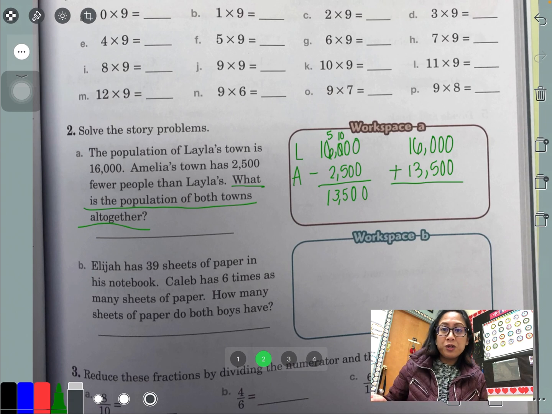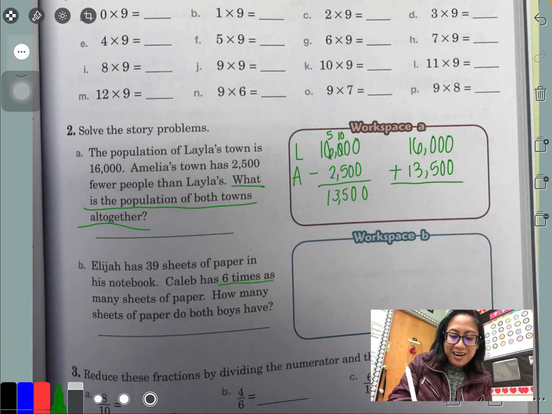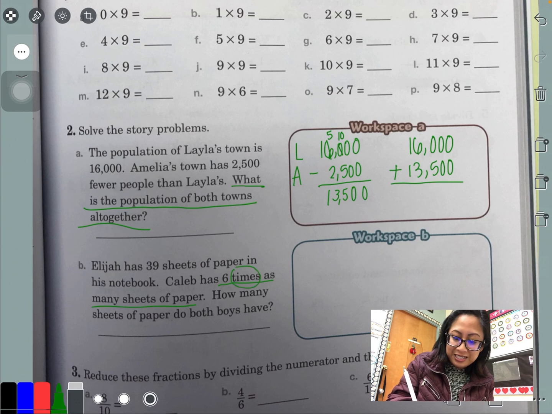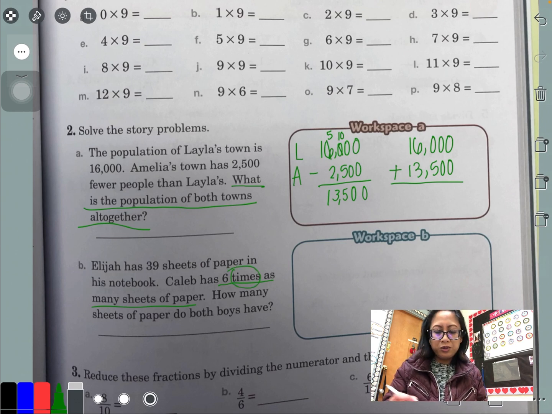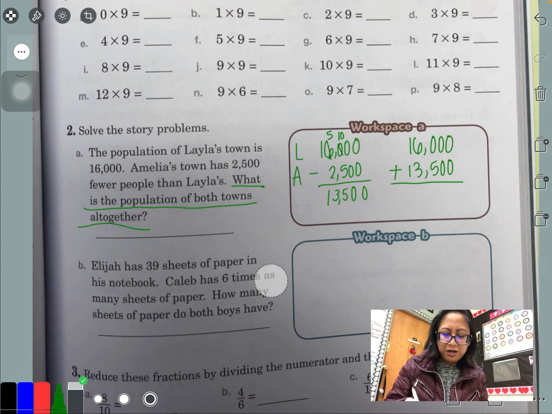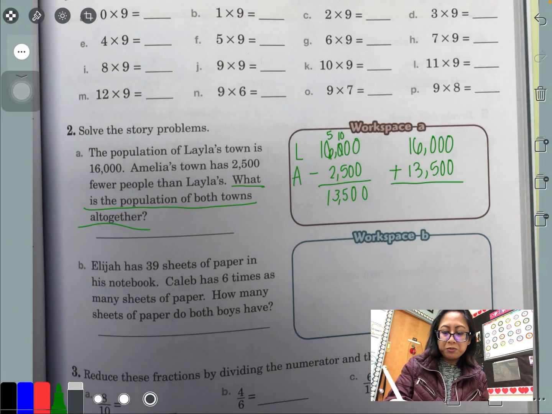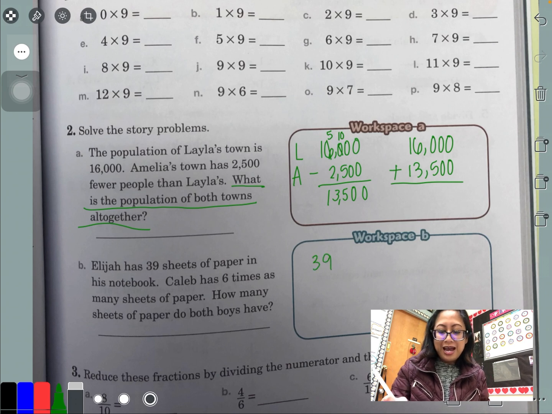Caleb does not have a notebook with 6 pieces of paper. Caleb has a notebook with 6 times as many sheets of paper. So that means we're going to multiply by 6. You see that keyword? 6 times. So you're probably wondering, oh, what do we multiply then if it's 6 times? Well, let me tell you. You're going to multiply Elijah's sheets of paper, which is 39, by 6 because you want to find out how many pieces of paper Caleb has.